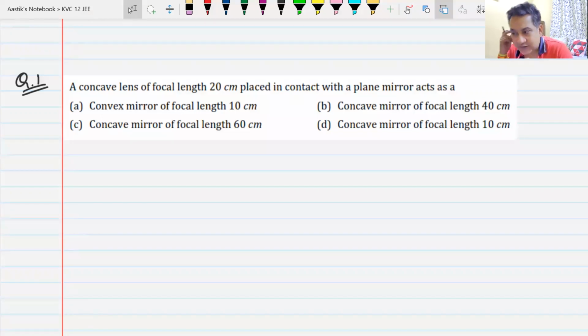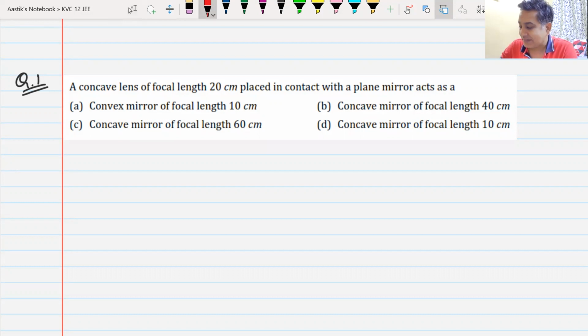Convex mirror of focal length 10 centimeter. How did you get convex mirror? Remember, you are also probably doing the same mistake that I am doing. Plus minus ka confusion may create a lot of trouble. Anyways, you might be right. Yes, you are right, probably. The answer is this: convex mirror of focal length 10 centimeter. Well done. I thought it would be concave.